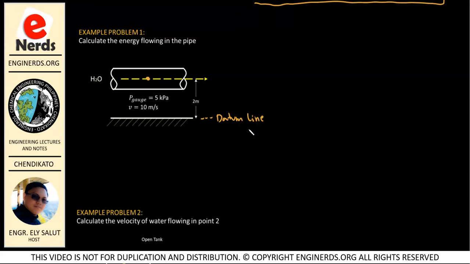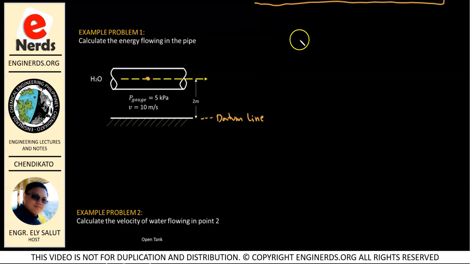Okay, so question. Itong datum line, is it always the ground? No. The datum line can be decided kung sino yung nagsosolve. It's up to you. It is not necessarily the ground. You have to decide kung saan yung datum point or datum line na magiging convenient sa calculation mo. Okay, so it's not always the ground. Okay, so let us start solving the problem.